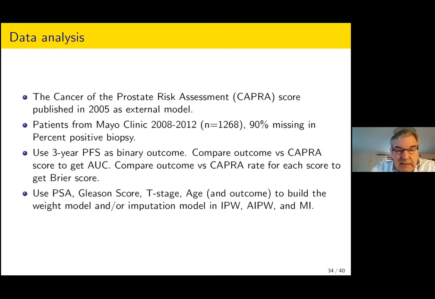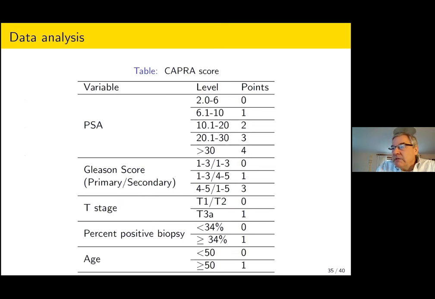Okay, so back to this CAPRA score. Again, it's the same slide as before. This external model, and we've got a data set of 1,268 people, and one variable is missing 90%. So that's a lot of missing. We made a binary outcome and applied all these methods. Let's remember the score again. Afterwards, I can tell you exactly how they came up with this, but it's somewhat entertaining from a statistical point of view to see all the things they chose to do, which we probably wouldn't do as statisticians.